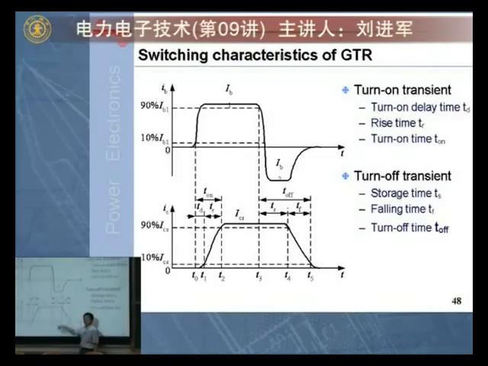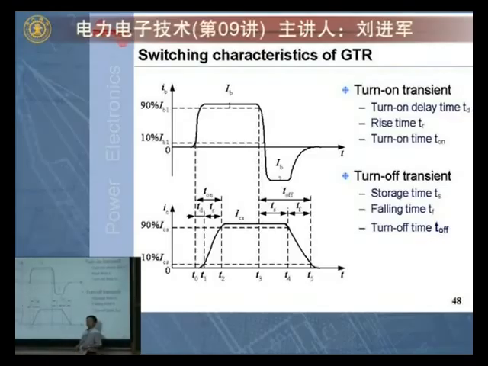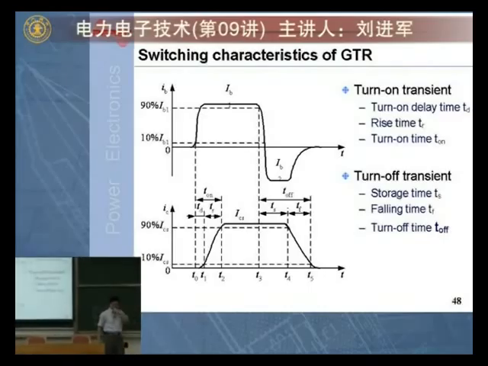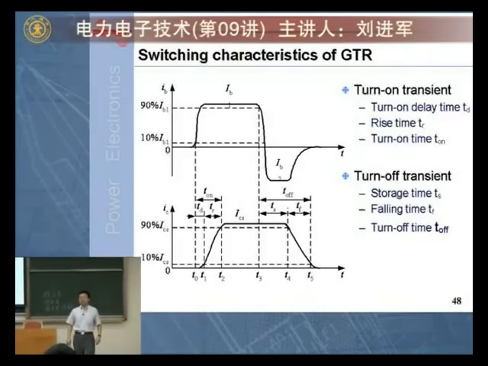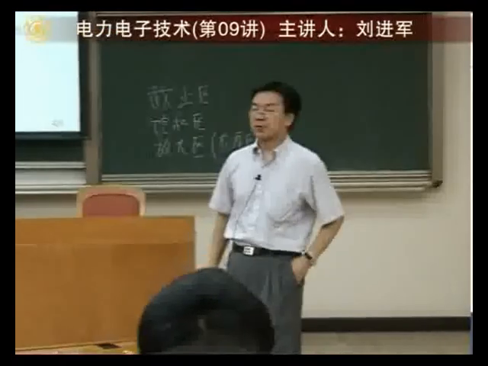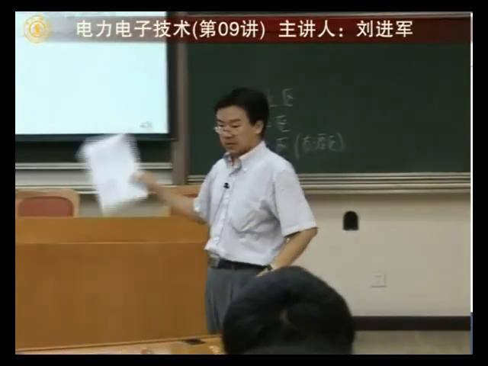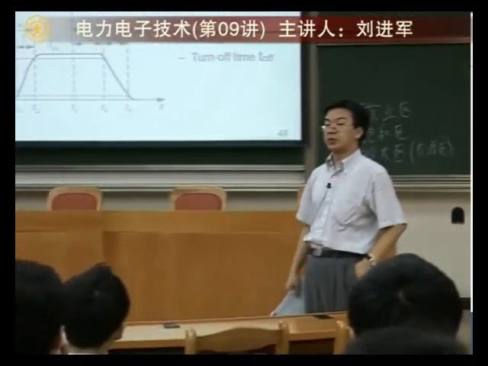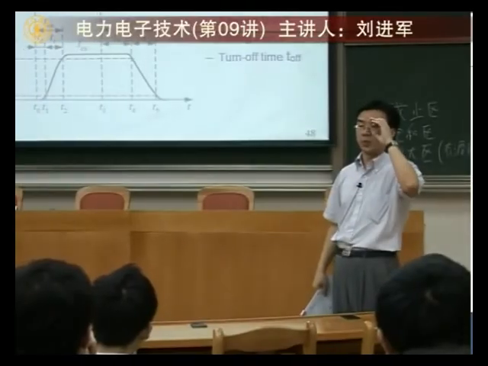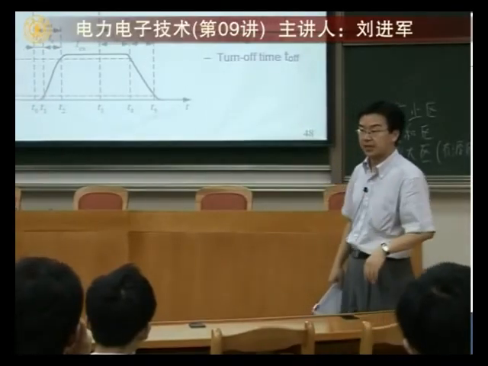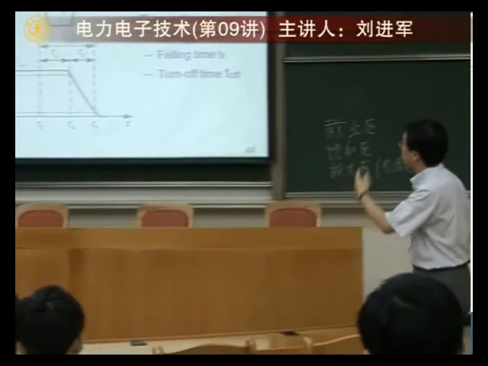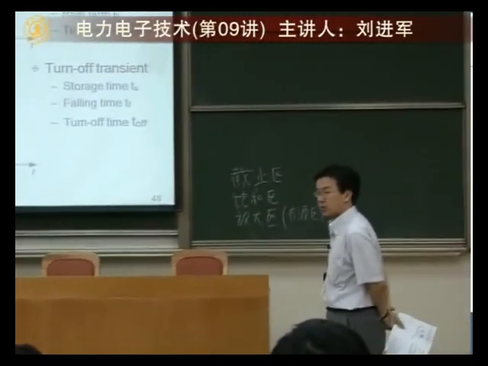This is the switching characteristics. If you look at this, can you notice what's the difference between these characteristics and the switching characteristics of GTO? Comparing this one with the waveform for GTO, what's the difference?